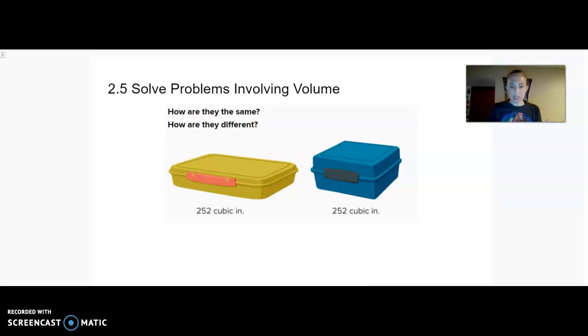Two boxes, two containers. How are they the same? How are they different? Go ahead, jot a few things down, turn and tell someone around you. What do you think? All right, hopefully you came up with some good things. Let's go ahead, keep on going.